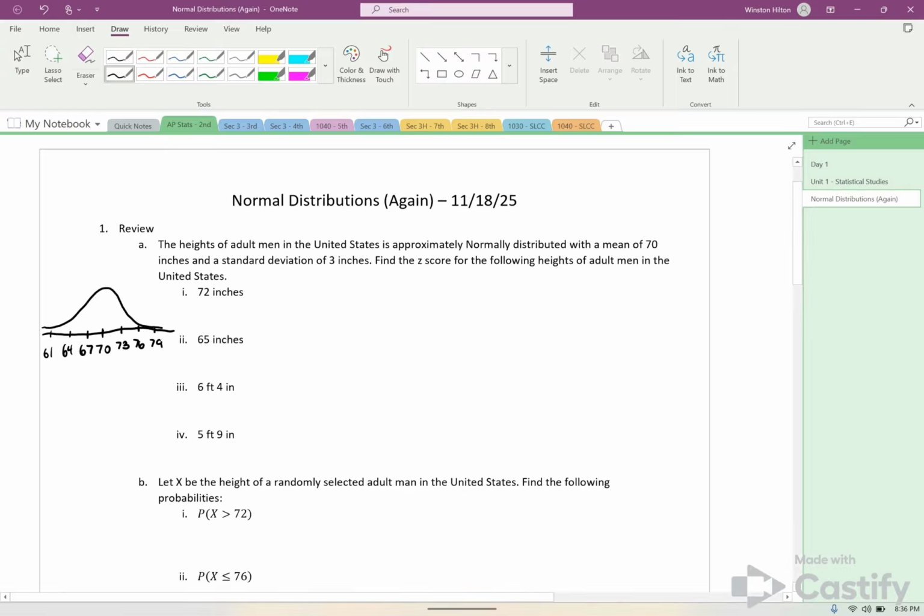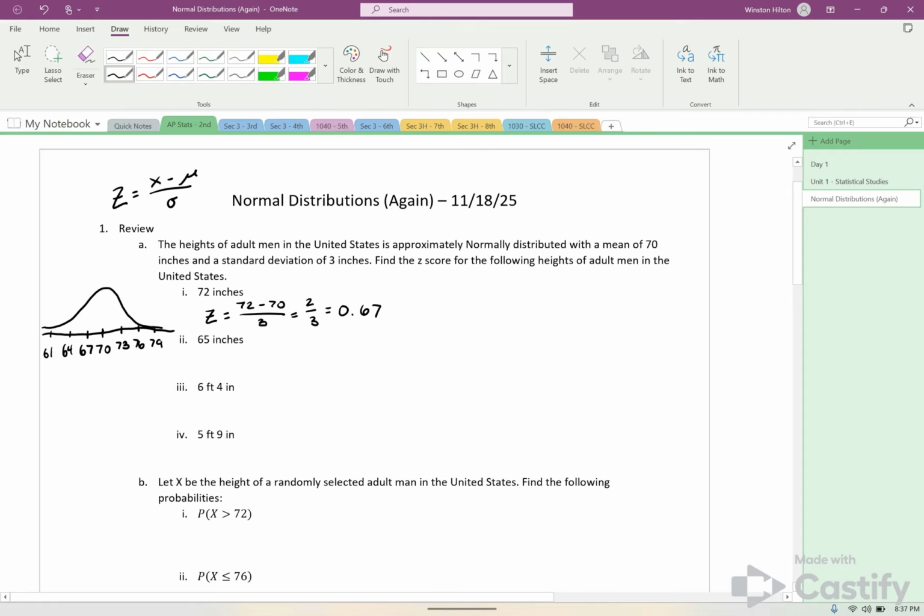Now, let's find some z-scores. In case you have forgotten, the formula for a z-score is x minus mu divided by sigma, where x is the data value you are calculating the z-score for, mu is the population mean, and sigma is the population standard deviation. So the z-score for 72 inches would be 72 minus 70 divided by 3. So in this case, that would be 2/3. Now, when we use our table, we're going to have to convert that to a decimal, so we can convert that to 0.67.